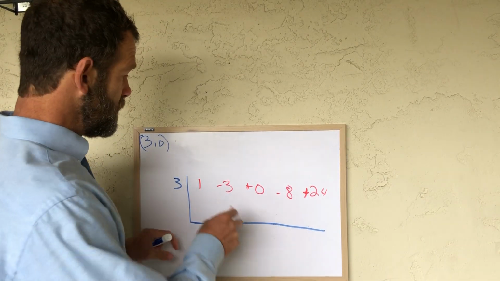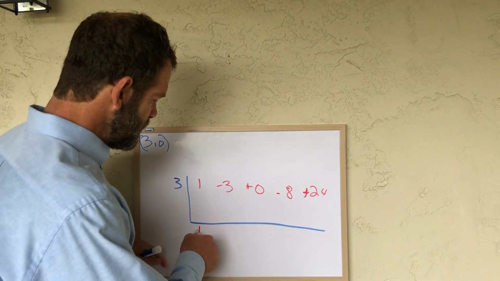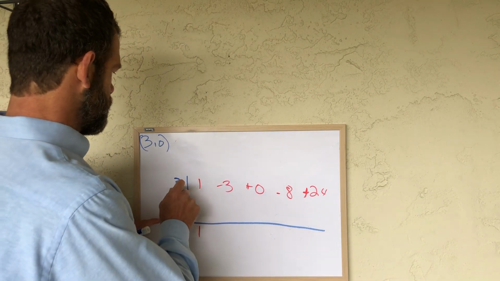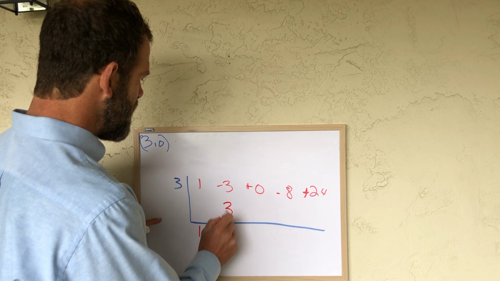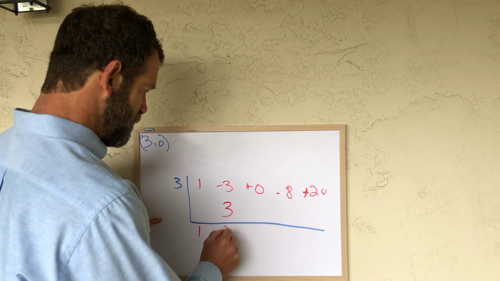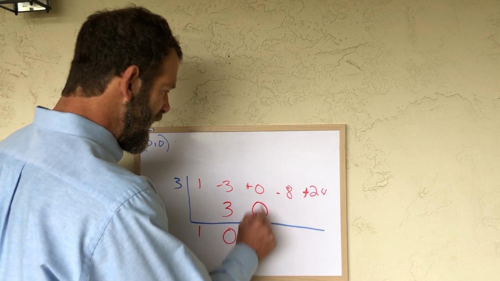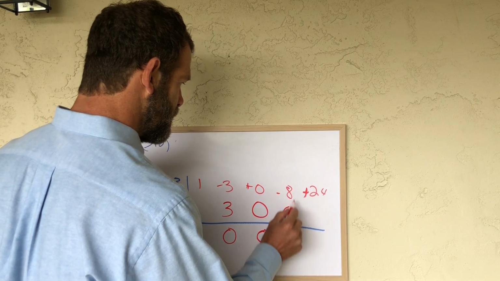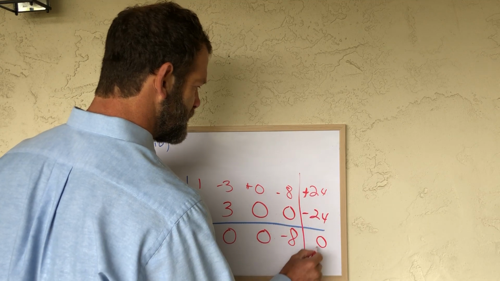Now with synthetic division, the very first term you bring down is 1. Why am I doing synthetic division? Because this is the broken down factored form even more. 3 times 1 is 3. Remember, you multiply these two, add the rows. Multiply these two, add the rows, and so on. Negative 3 plus 3 is 0. 3 times 0 is 0. Add the rows. 3 times 0 is 0. Add the rows. 3 times negative 8 is negative 24. Add the rows. This is my remainder.